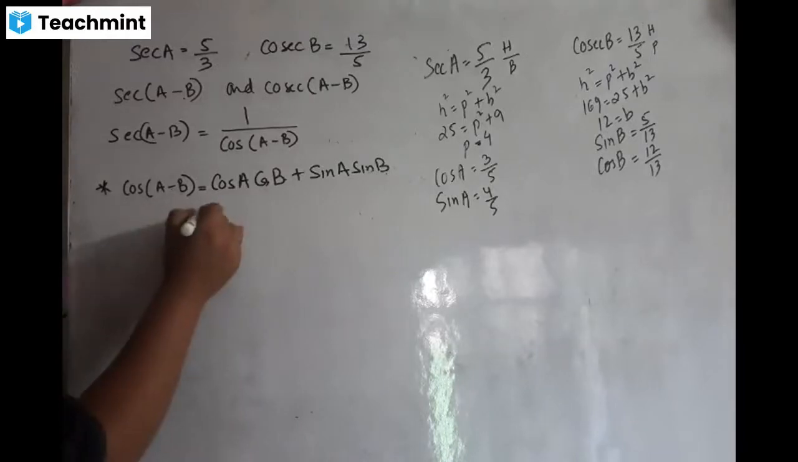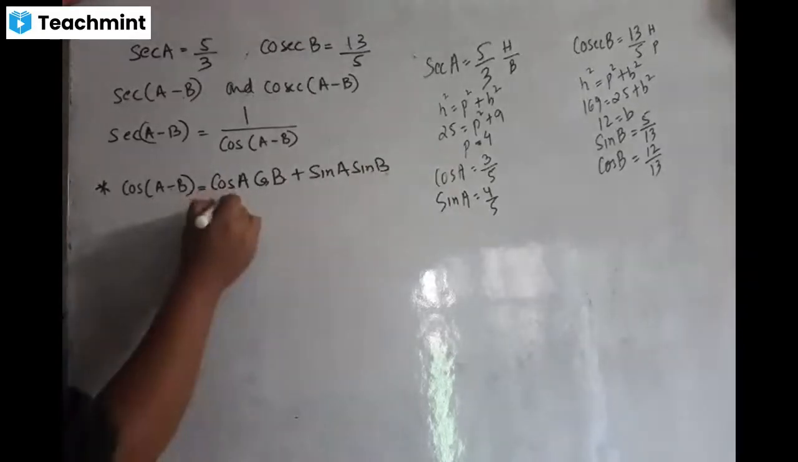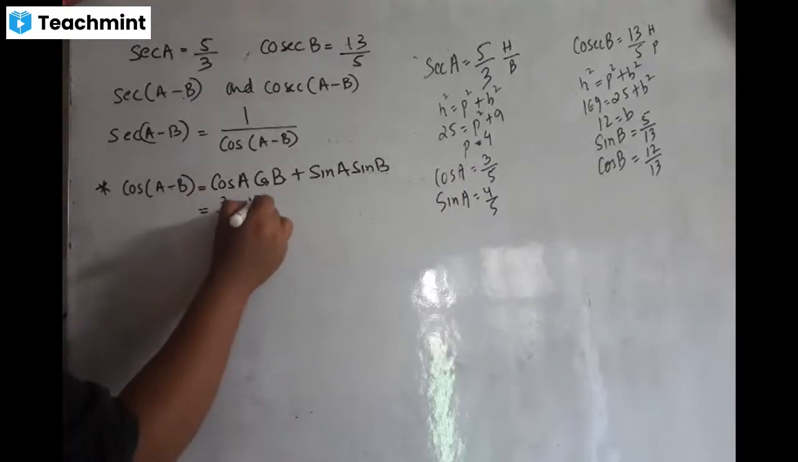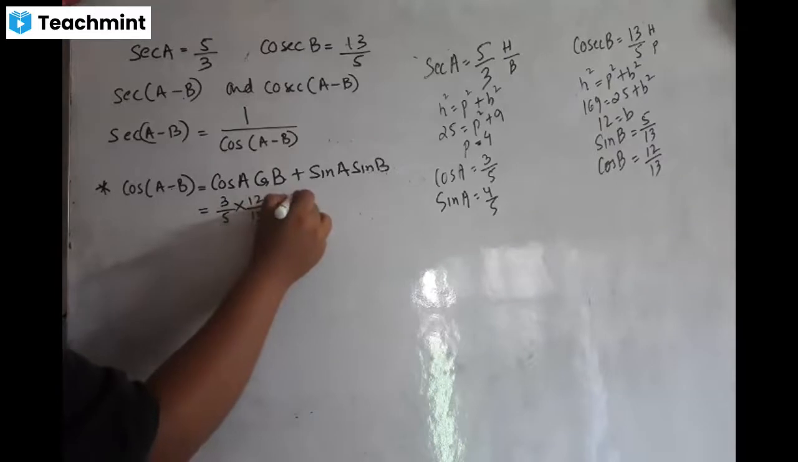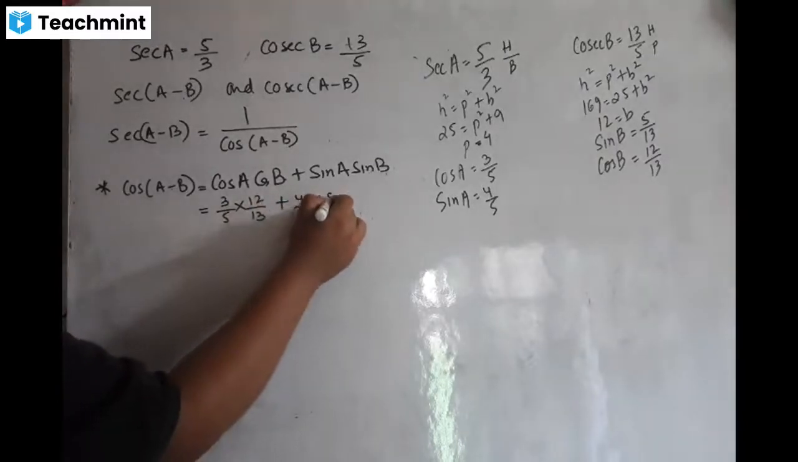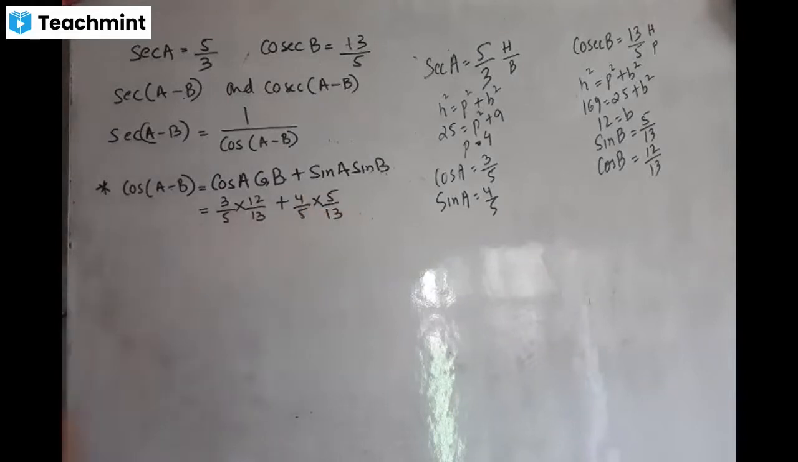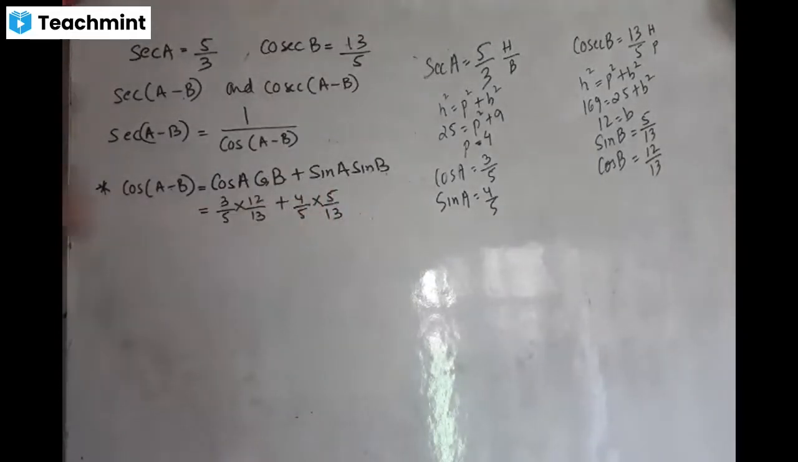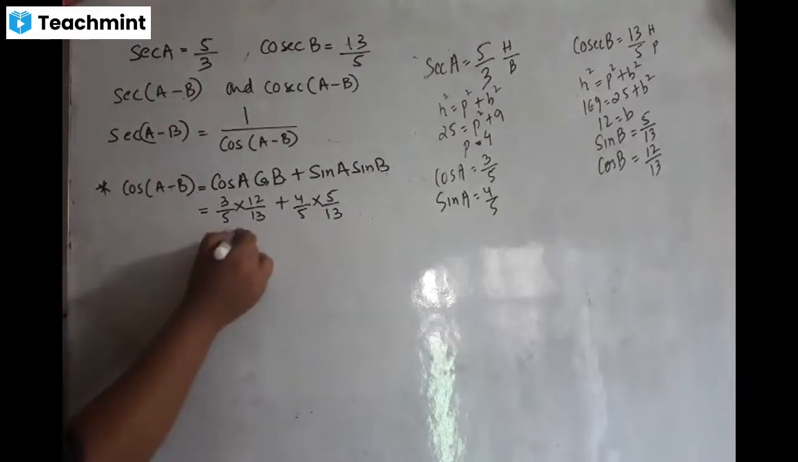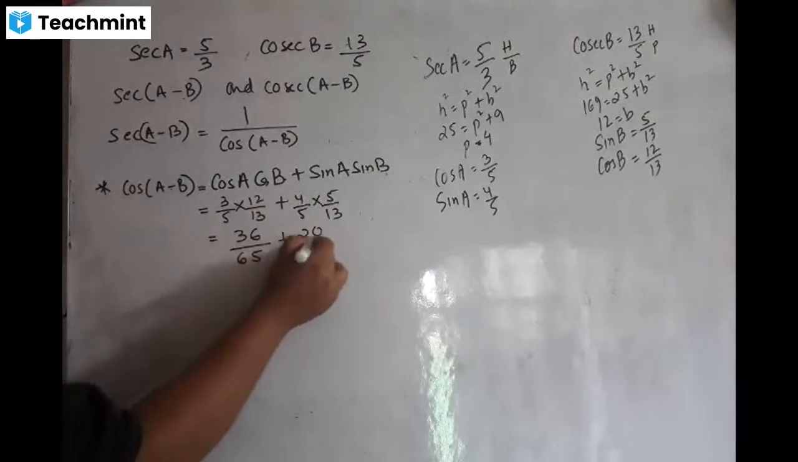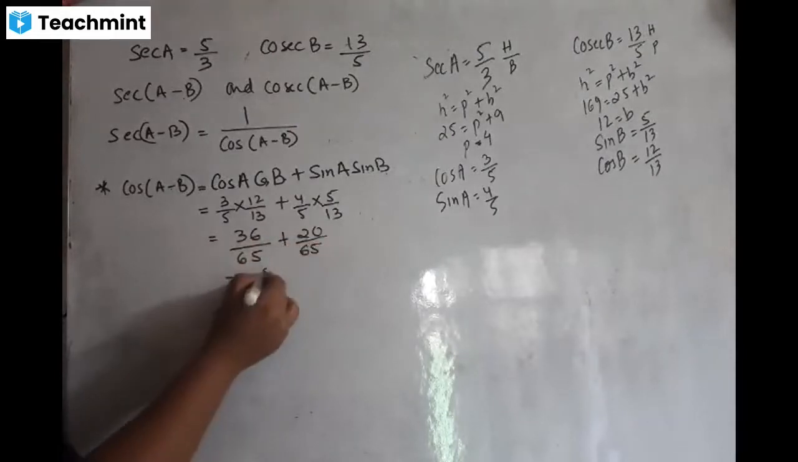Okay, what is cos A? Look here. 3 by 5. Cos B, 12 by 13. Plus sin A, 4 by 5, into sin B, 5 by 13. One thing, don't cancel this 5 and 5. The reason is the LCM is the same, so addition becomes simple. So 3 times 12 is 36 by 65 plus 20 by 65. So the answer is 56 by 65.